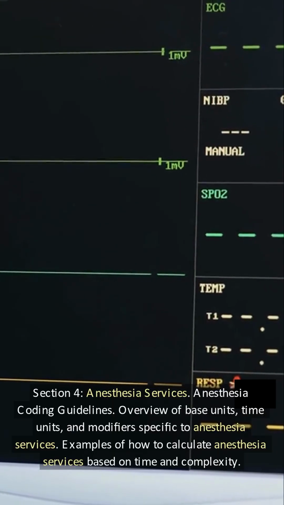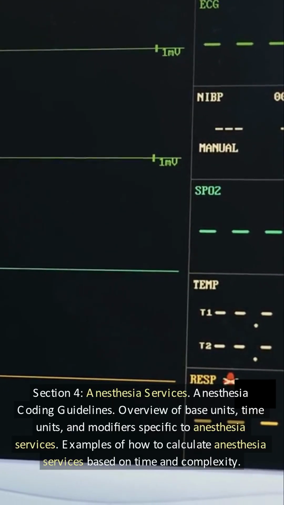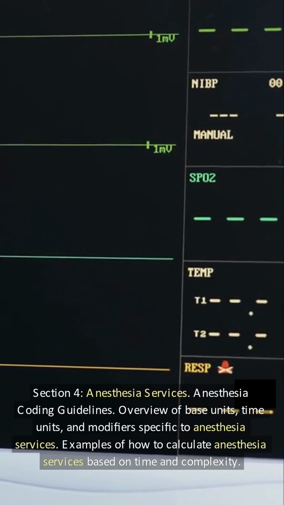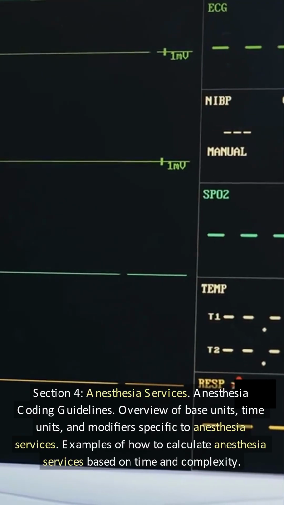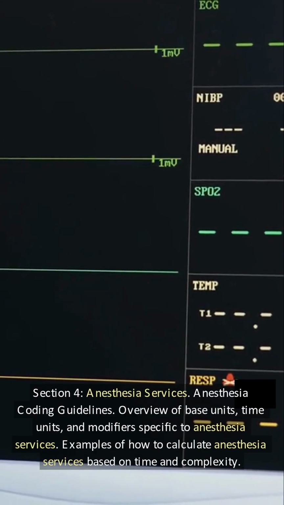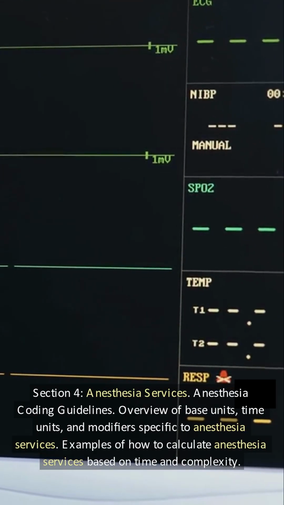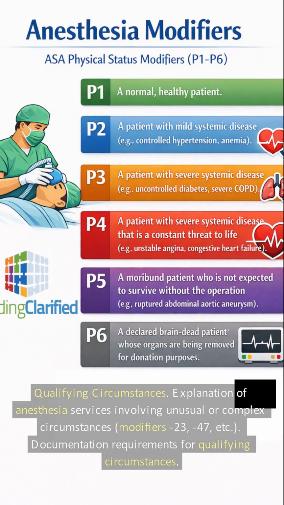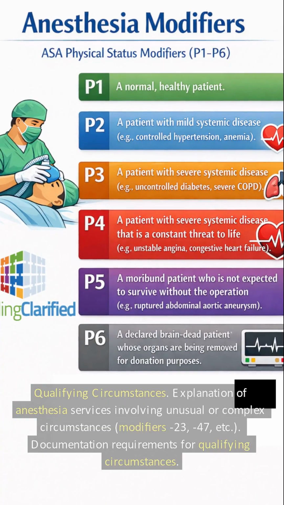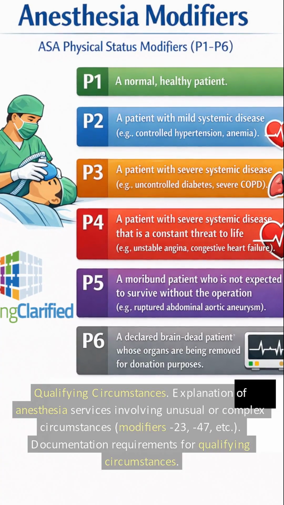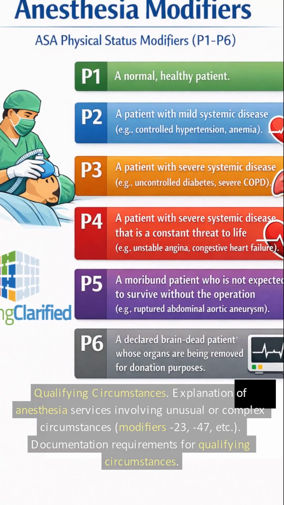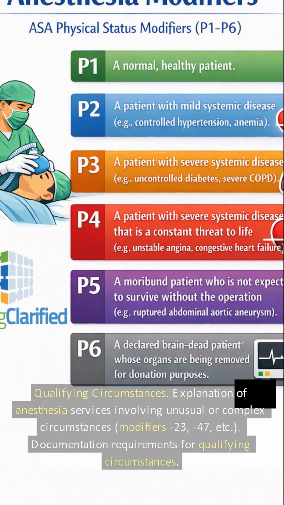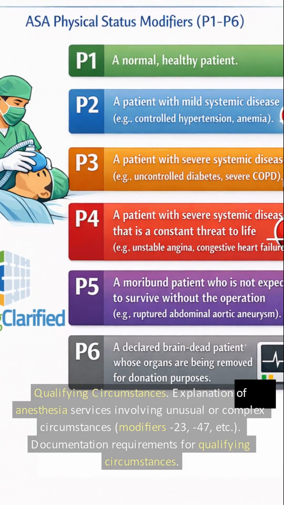Section 4. Anesthesia services. Anesthesia coding guidelines: Overview of base units, time units, and modifiers specific to anesthesia services. Examples of how to calculate anesthesia services based on time and complexity. Qualifying circumstances: Explanation of anesthesia services involving unusual or complex circumstances. Modifiers 23, 47, etc. Documentation requirements for qualifying circumstances.